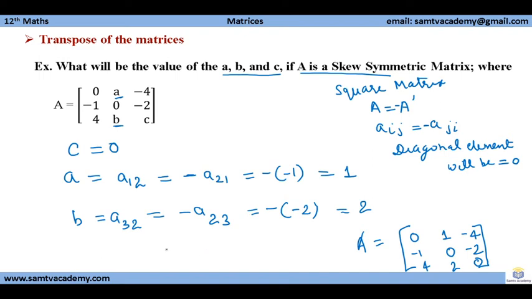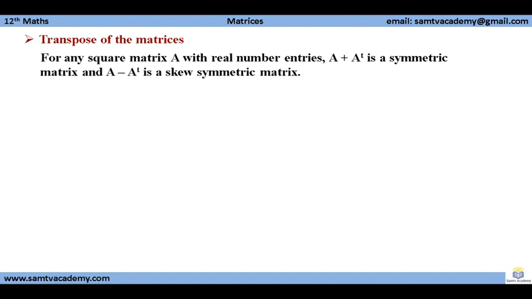Property is satisfied. Next, it is saying that for any square matrix A with real number entries, A plus A transpose is a symmetric matrix and A minus A transpose is a skew symmetric matrix. So for this, let's find out what we have to do. First, we will prove the symmetric matrix.